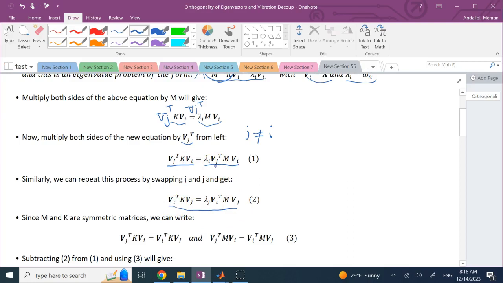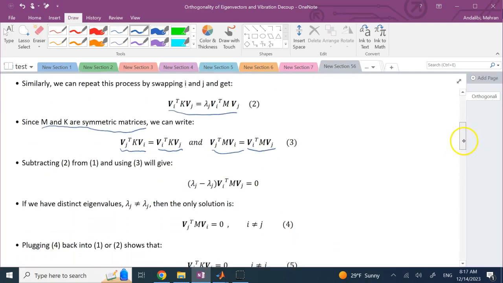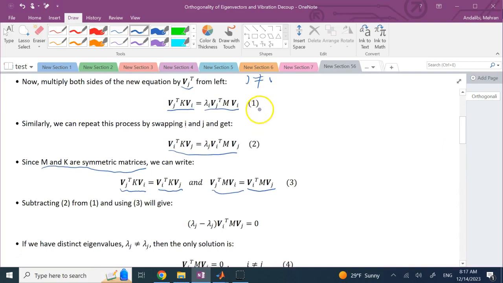So you see 1 and 2 are exactly the same, just i and j are swapped, and you can get both of them. Now, one thing we remember about the M and K matrices is that they are symmetric matrices. So you can say that V j transpose K V i is the same as V i transpose K V j because it's symmetric. And similarly for M, V j transpose M V i is the same as V i transpose M V j. So keep that in mind: M and K are symmetric matrices, and we can write it like that. Now, what we do is subtract 2 from 1. If you do 1 minus 2, what will you get?